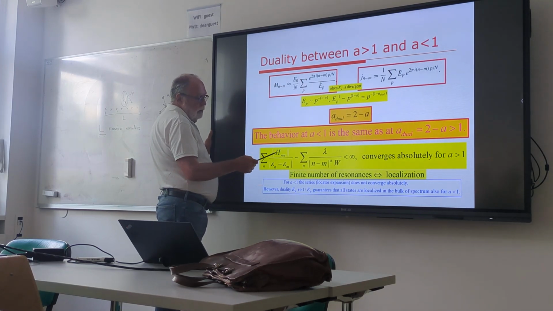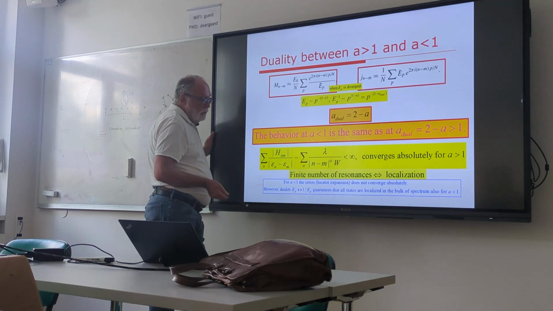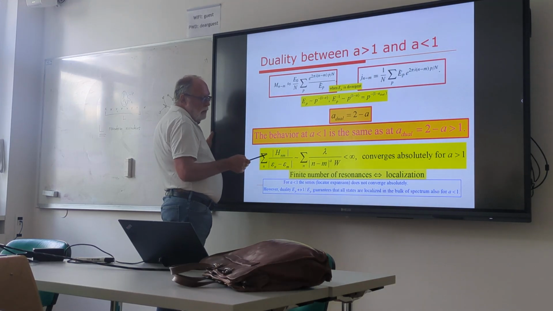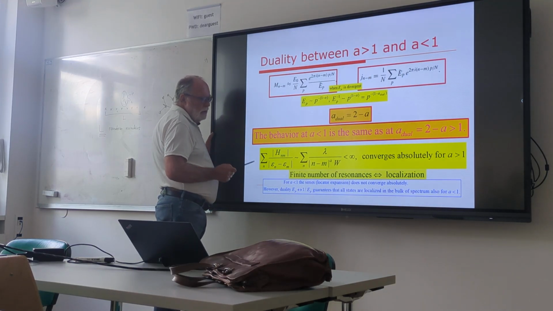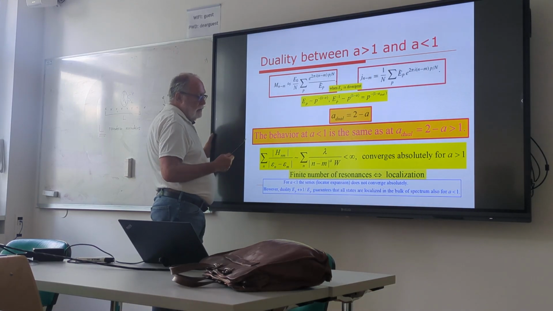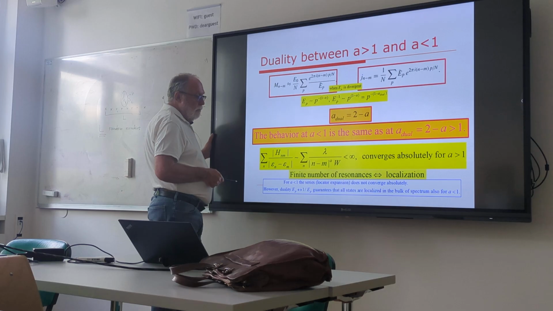So what you do, you have a sum of the diagonal matrix element and the difference in the diagonal matrix elements. And if this sum is convergent, then we have localization, because then we have a finite number of resonances, because this is the condition of the resonance. If this thing converges, we have a finite number of resonances and localization.